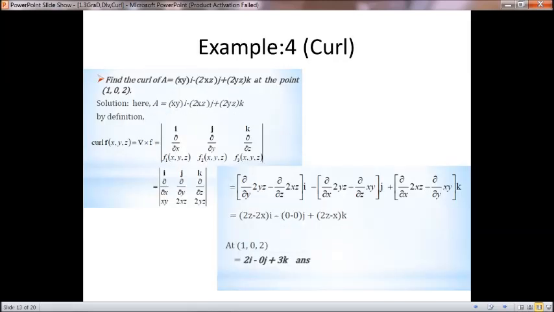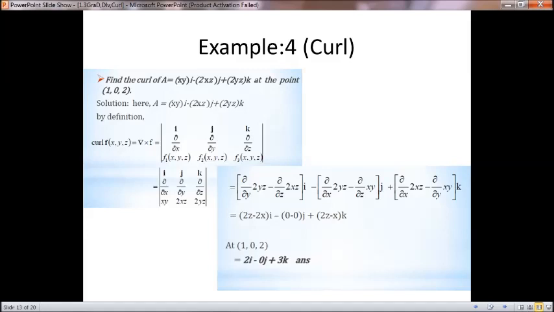See, a function has been given as xy into i vector minus 2xz into j vector plus 2yz into k vector, given at the point 1 comma 0 comma 2, and for this vector we have to find what is curl f. Curl f means del cross f, so we have to apply the curl f formula. So by the curl f formula it is i j k, dou by dou x, dou by dou y, dou by dou z. In the i direction we have to consider the component xy, for j we consider minus 2xz, and over the third one we consider 2yz.